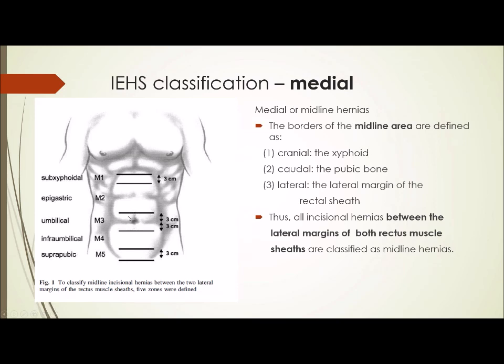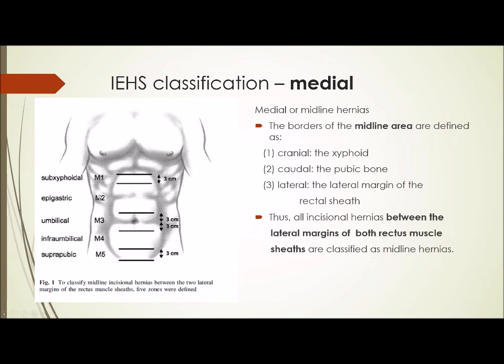So basically, around the umbilicus: 3 centimeters above, 3 centimeters below; xiphisternum, 3 centimeters below; pubic bone, 3 centimeters above. So you've got M1, a large M2, a slightly smaller M3, a large M4, and a small M5. So subxiphoidal, epigastric hernia, umbilical, infraumbilical, and supraumbilical.